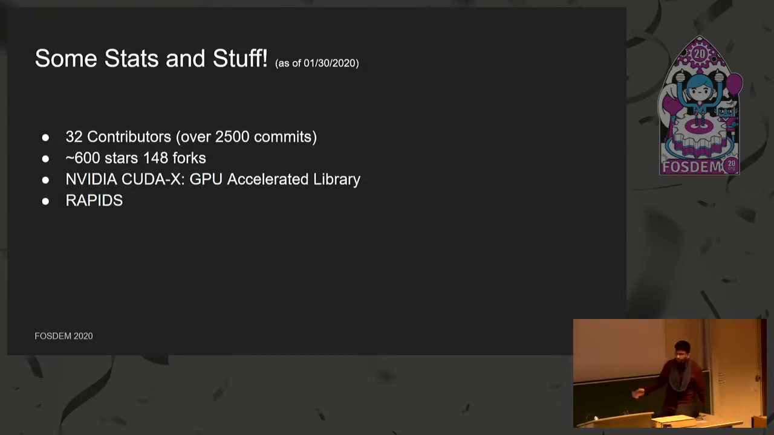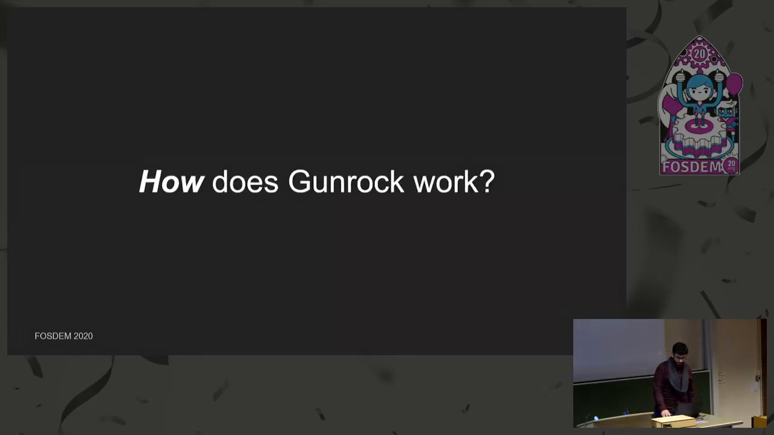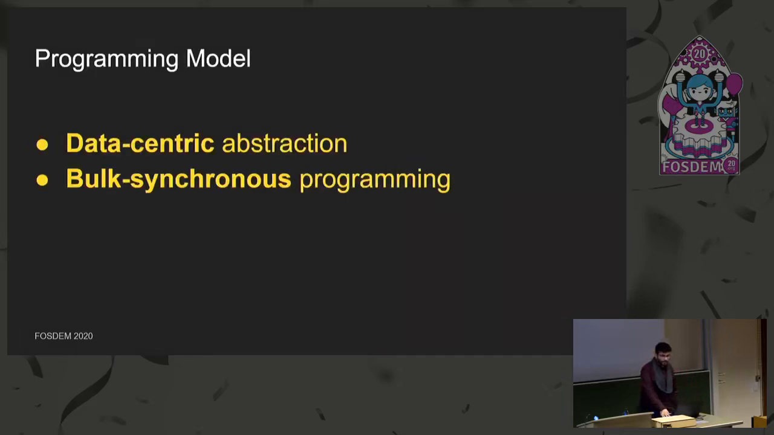Yeah, so I talked about a lot of contributors, a bunch of commits. Gunrock is also part of the NVIDIA GPU accelerated libraries, and it's being worked into being integrated into the NVIDIA Rapids framework, which is a Python framework that allows you to do data science. Underneath the hood, it will use Gunrock and some other graph frameworks provided by NVIDIA. So let's actually see how everything works.